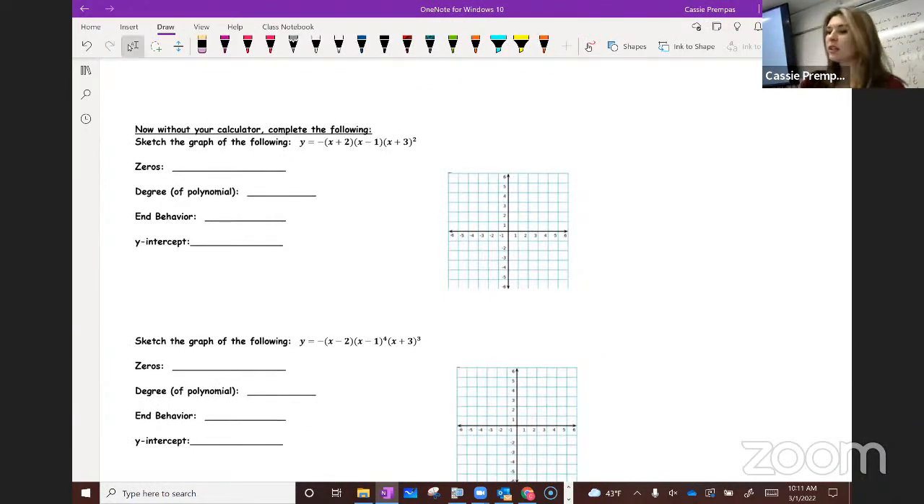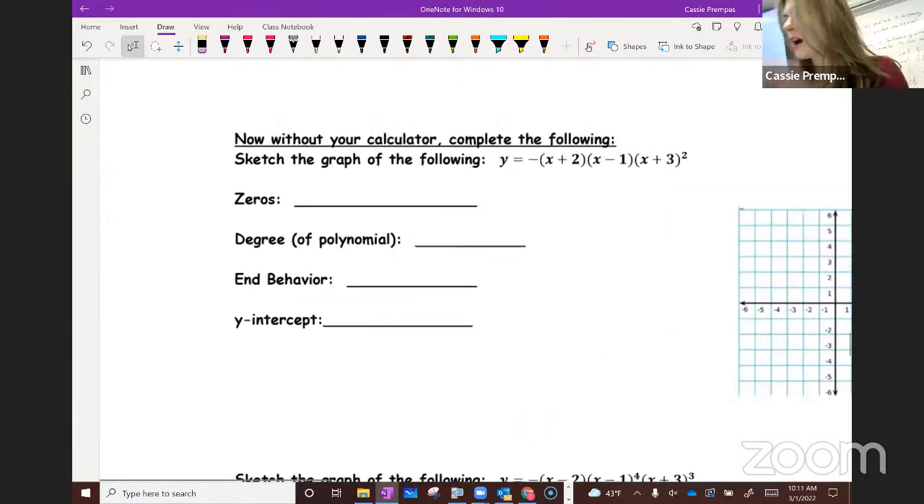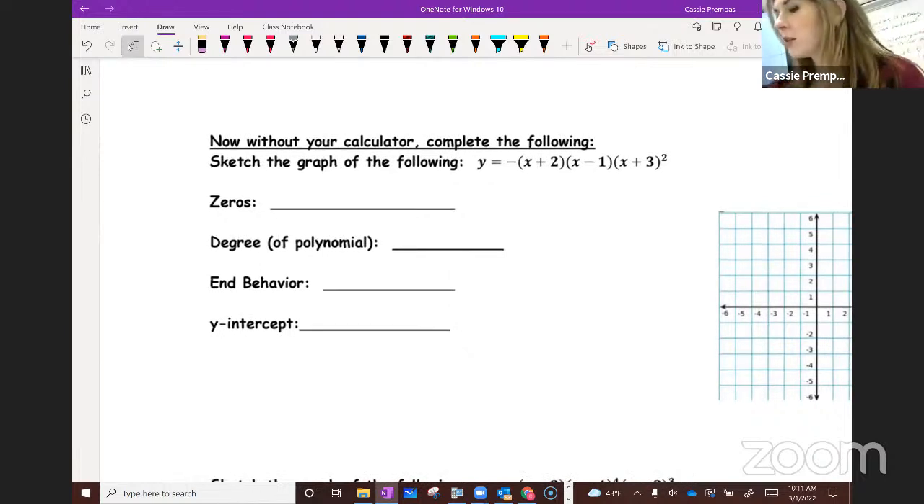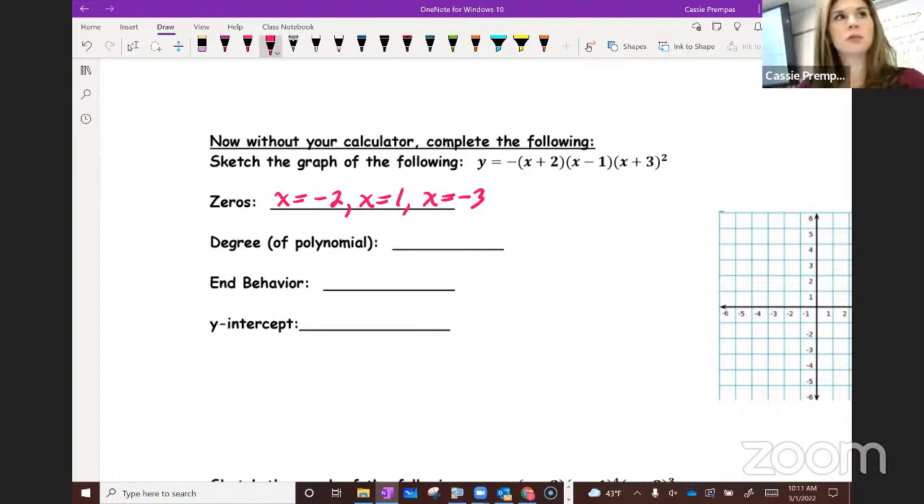So now, without your calculators, complete the following. Sketch the graph. Do we know what the zeros would be? X is equal to, if we have an x plus 2, what's the 0 at? Negative 2, good. The x minus 1 is going to create a 0 of 1, and the x plus 3 is going to create a 0 of negative 3. Awesome. What's going to be the degree of this function? 4. Good, it's 4 because we have an x times an x times an x squared. So the degree is 4.